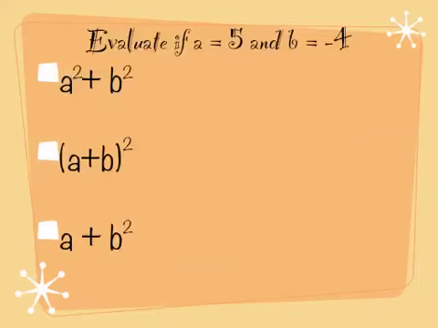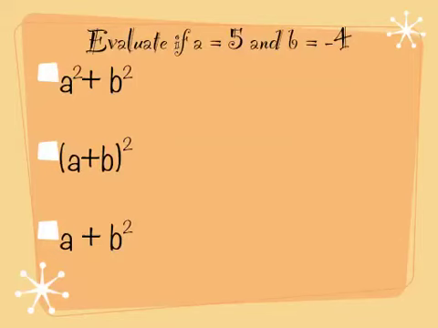The final examples ask us to evaluate if A equals 5 and B equals negative 4. What we have to do is substitute 5 for A and negative 4 for B. It's very important that when you substitute into an expression, you make sure that you put whatever you're substituting in parentheses. So if you look at the first one that we need to evaluate, we have A squared plus B squared.